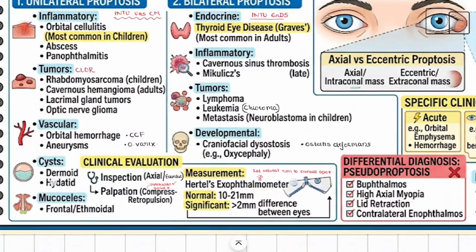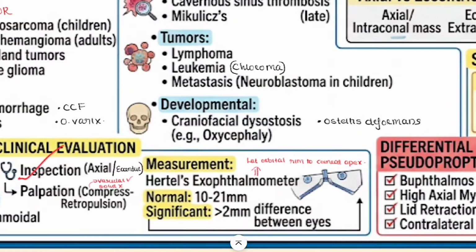Now the clinical evaluation of proptosis. First do the inspection, to look for whether it is axial proptosis, that is an intraconal mass, or eccentric proptosis, that is an extraconal mass. Next, palpation. Look for compressibility. If it is compressible, it can be a vascular cause, or if it is not compressible, it is a solid tumor. Also look for retropulsion.